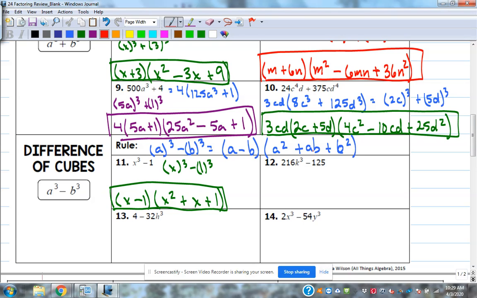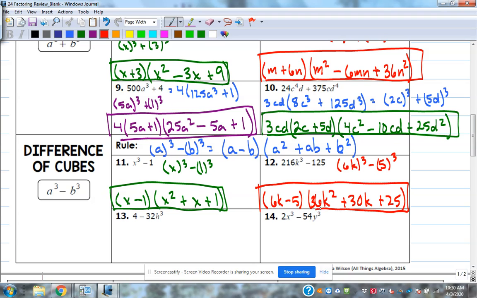Number 12. 216 is a cubic number. We know that already, it's 6 cubed. So we're going to use that to rewrite this as 6k to the third minus 5 to the third. Again, the short factor is going to have the same sign, so 6k minus 5. The long factor is going to be 36k squared plus 6 times 5, which is 30k, plus 25. It really is just learning this pattern to do sums and differences of cubes.